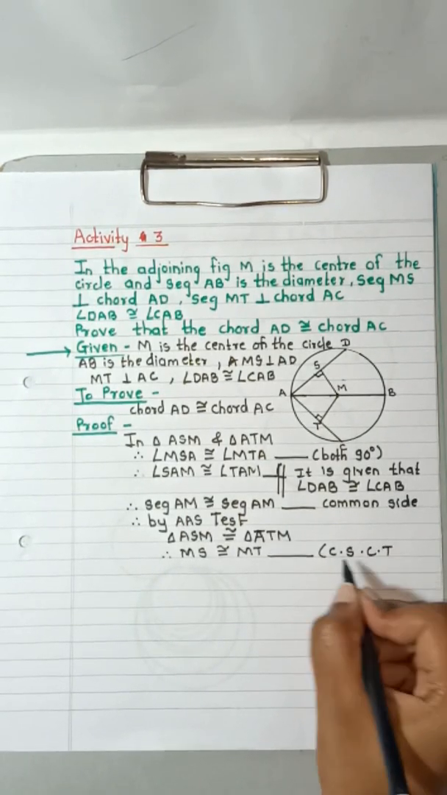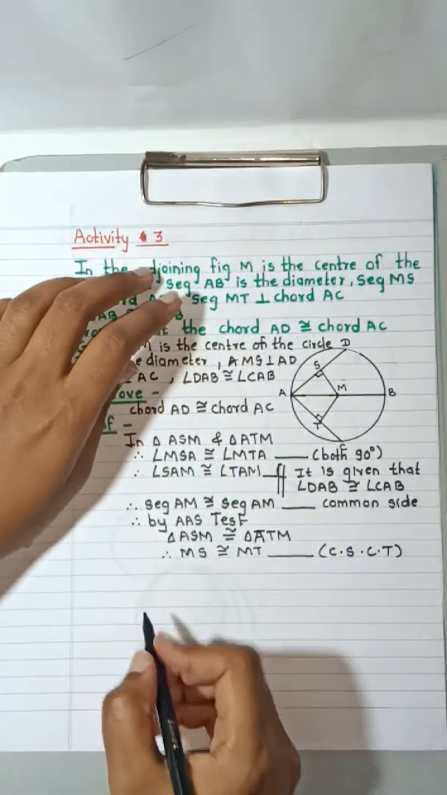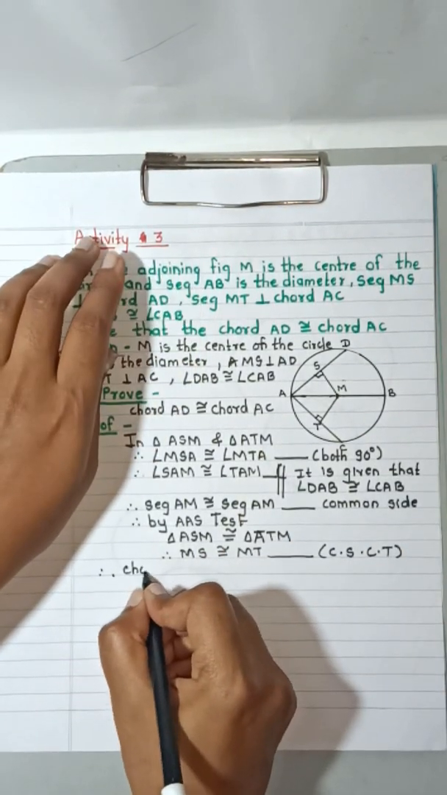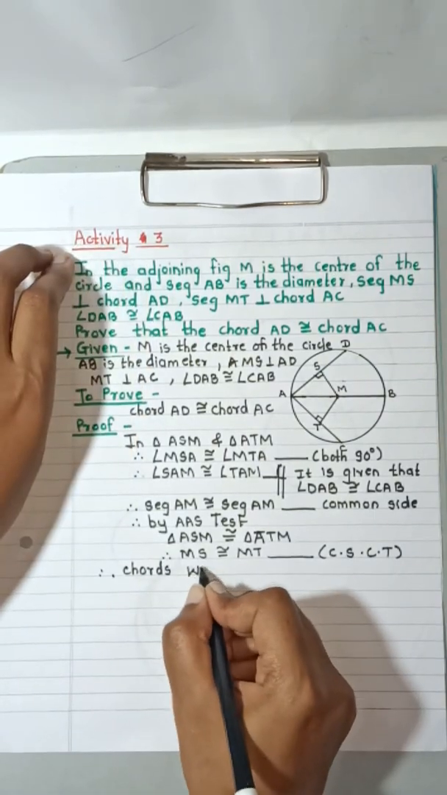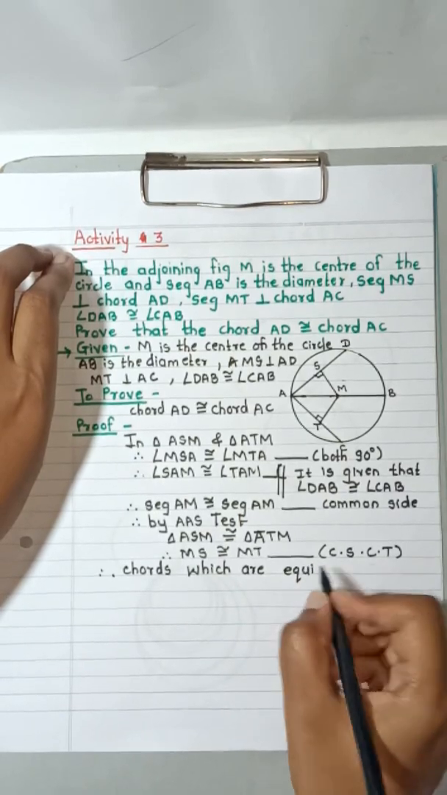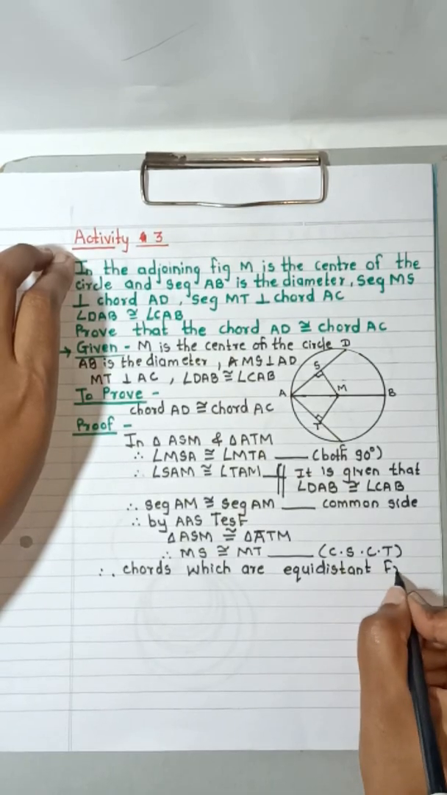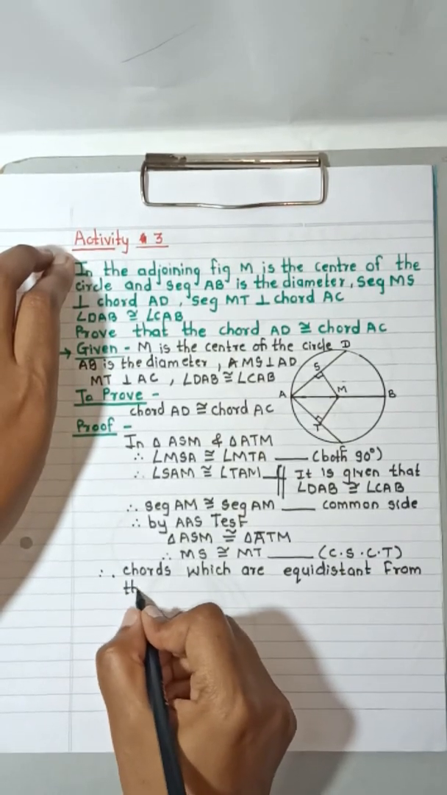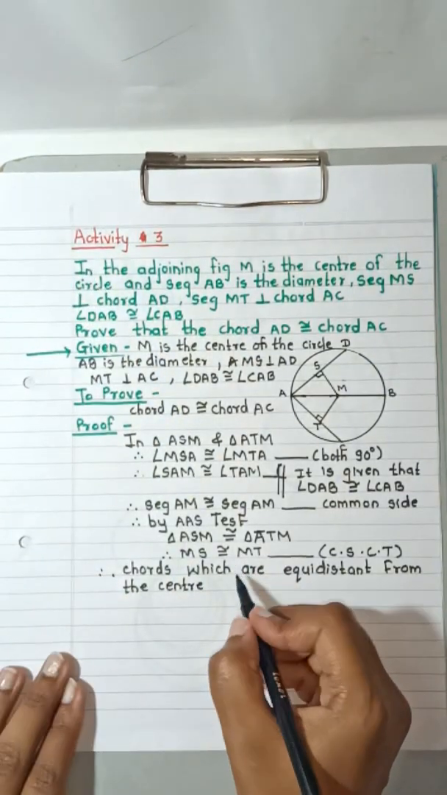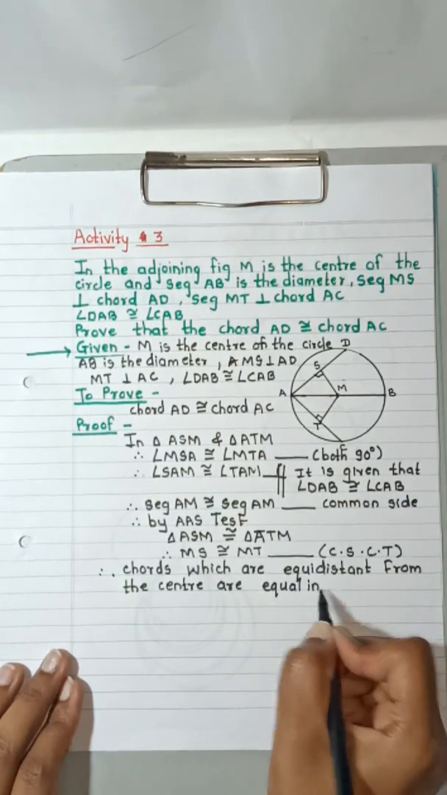CSCT. Now, what is CSCT? Congruent sides of congruent triangles. Okay, therefore, you can write down here chords which are equidistant from the center are equal in length.